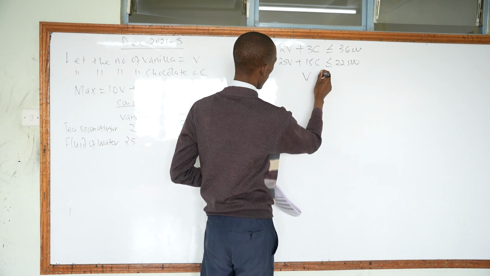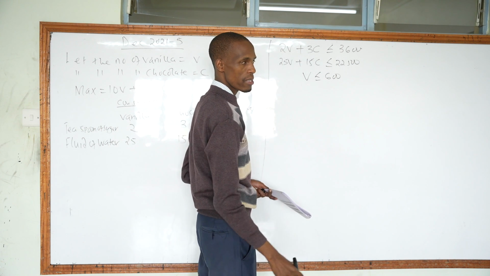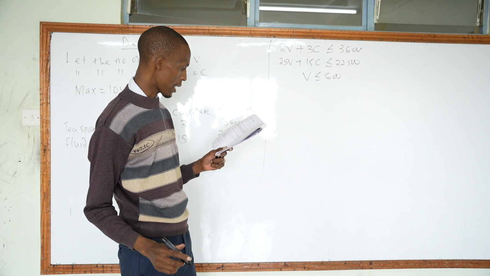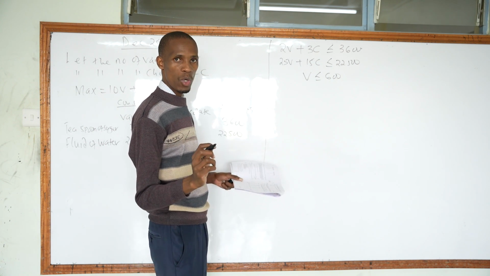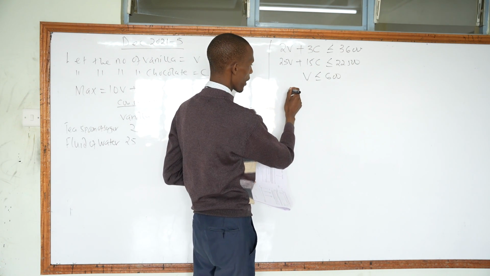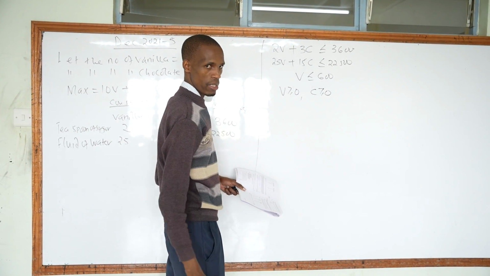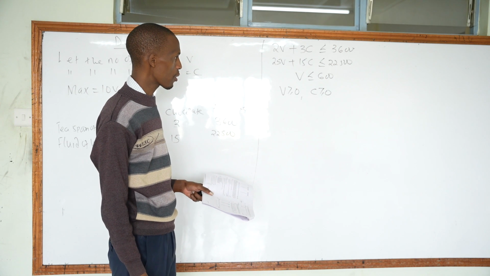Then for vanilla, we are told you cannot make more than 600. And then there is what we call non-negativity. Non-negativity tells us V and C cannot be negative.